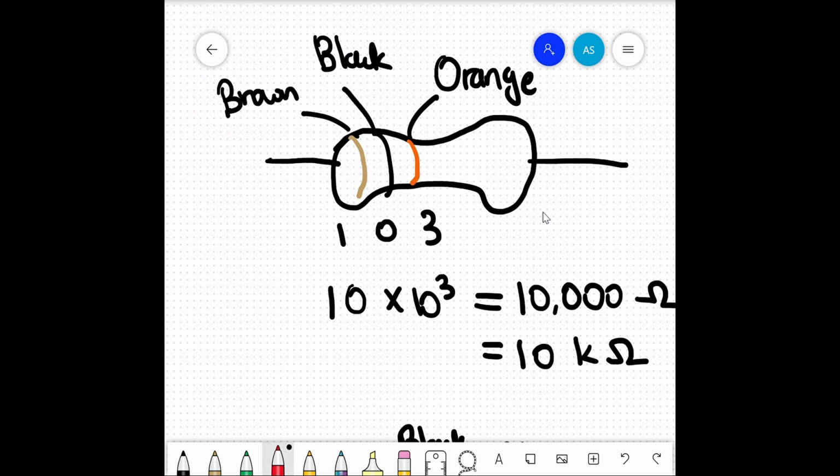Now, if there is no tolerance band at all, like a 3-banded resistor here, that would mean that it has a standard tolerance of 20%. So no tolerance band would mean 20% tolerance.